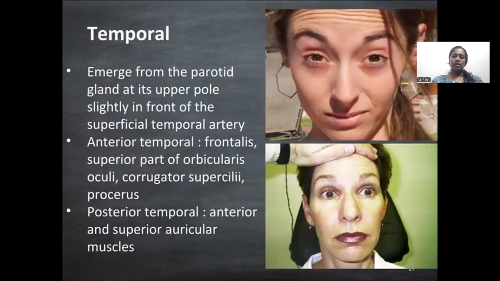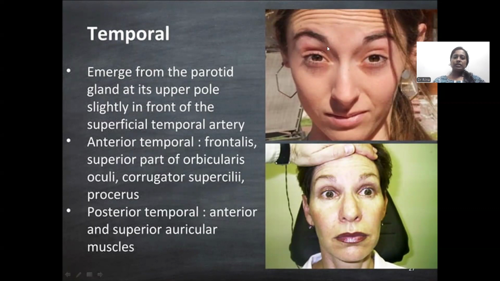Terminal branches means these are all the terminal branches which supply the muscles of facial expression. As you know, there are various muscles of facial expression. These muscles help give expression to the face, and these are all supplied by the facial nerve. So here you can see you can make wrinkles on your forehead because the terminal branch of the facial nerve, the temporal branch, supplies this muscle, the frontalis muscle, and that leads to the wrinkles.